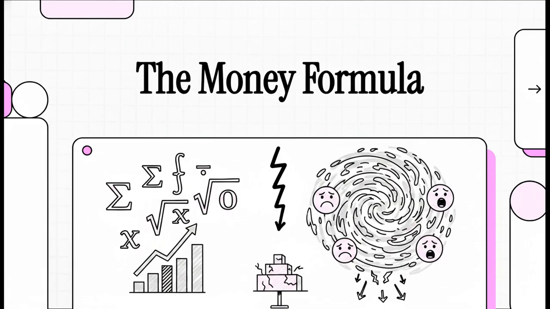The battle between pristine, elegant mathematical models on one side and the messy, chaotic, deeply emotional reality of human behavior on the other. Have you ever wondered why financial markets seem to operate with flawless mathematical precision one day, only to completely fall apart the next? Well, we're going to unpack exactly how that happens and explore why the very models designed to protect us from risk might actually be the things creating it.